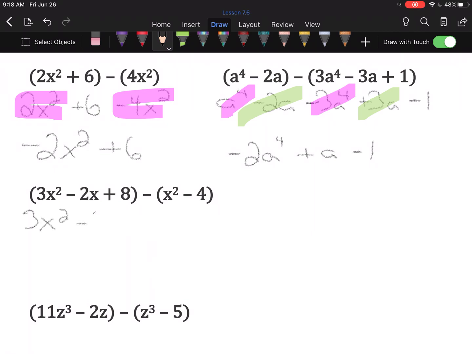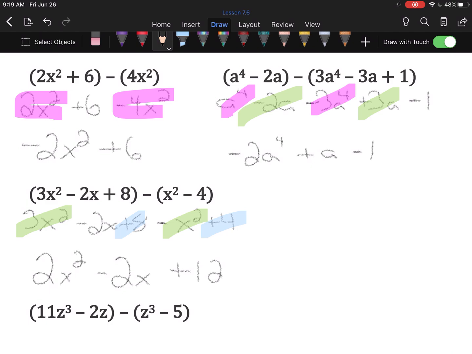So 3x squared minus 2x plus 8. First set of parentheses doesn't change. Second set, the x squared becomes negative. The 4 becomes positive. So I've got x squared things. I've got number things. And there's that negative 2x that's by itself. 3x squared minus x squared is 2x squared. The minus 2x just gets to come along. Positive 8 and positive 4 combined are positive 12.